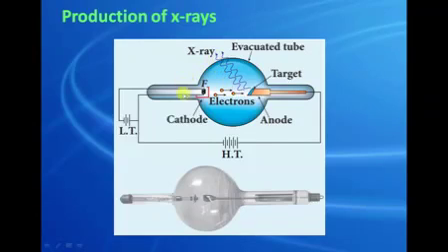When the high speed electrons strike the target, they decelerate and suddenly lose their kinetic energy. So X-ray photons are produced. Most of the kinetic energy of the bombarding electrons gets converted to heat, so the target material is made of high melting point metals and has a cooling system arrangement.